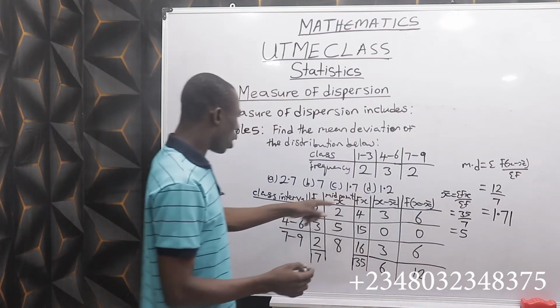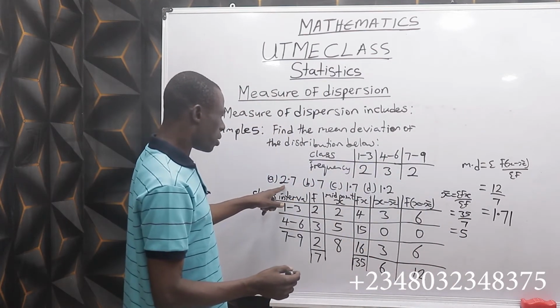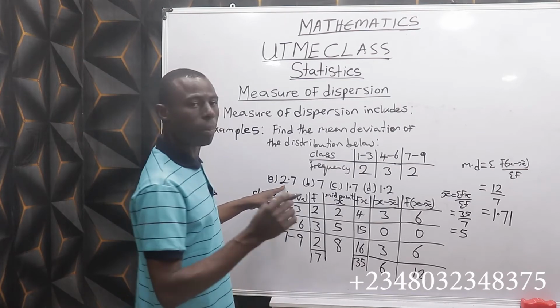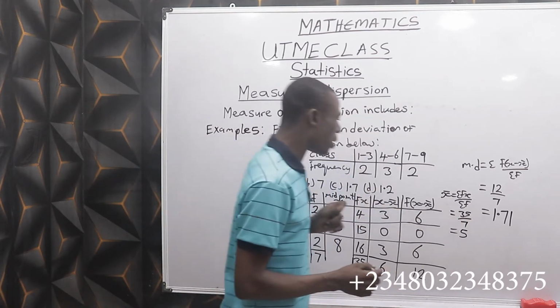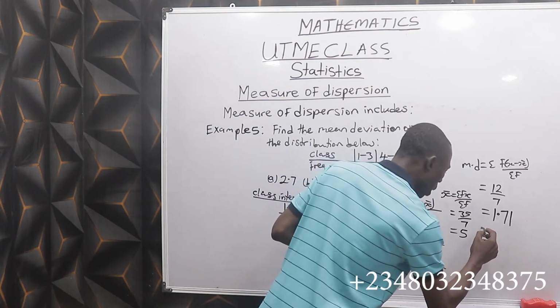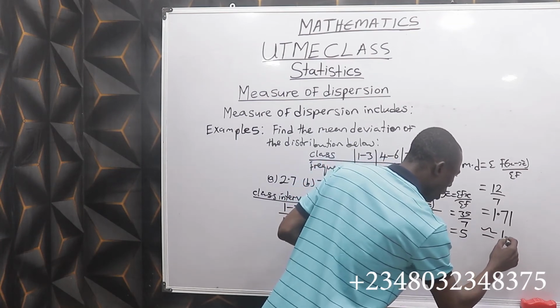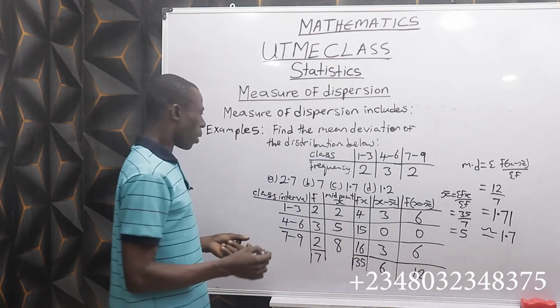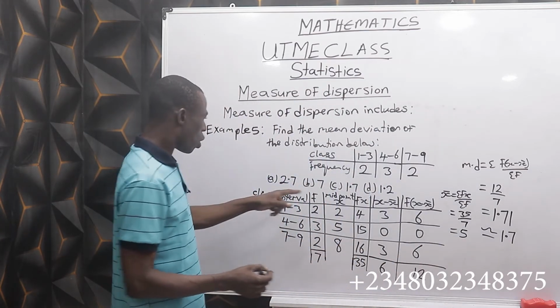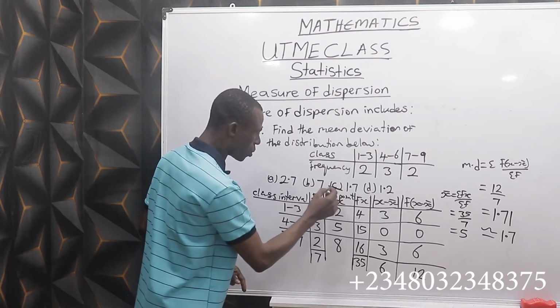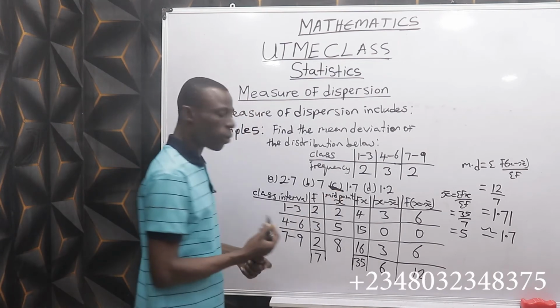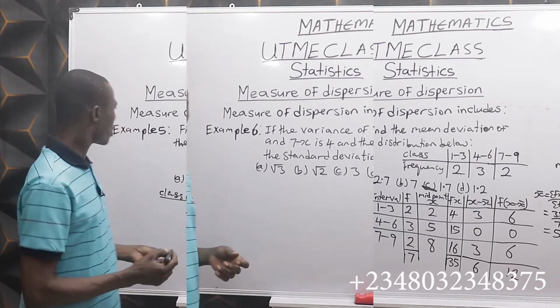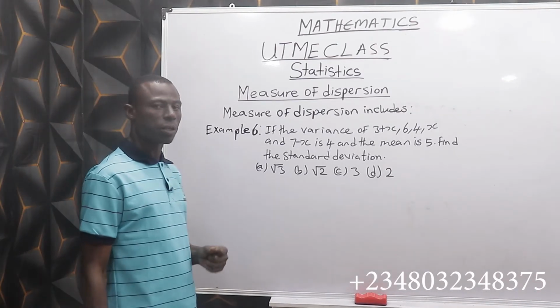But if you look into the options, you see that the options are left in 1 decimal place. So round this to 1 decimal place, it will be approximately equal to 1.7. Therefore, the correct option here is option C, 1.7. Let's consider example 6.